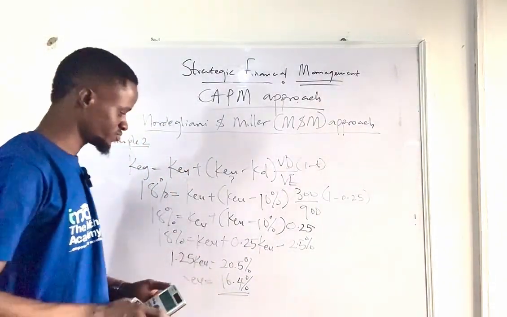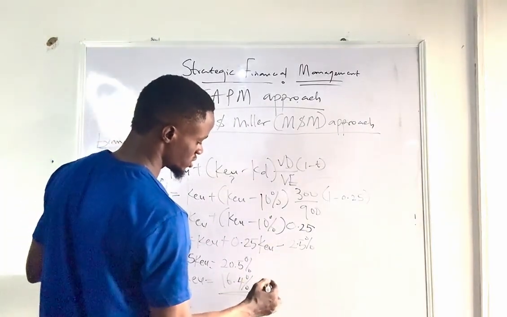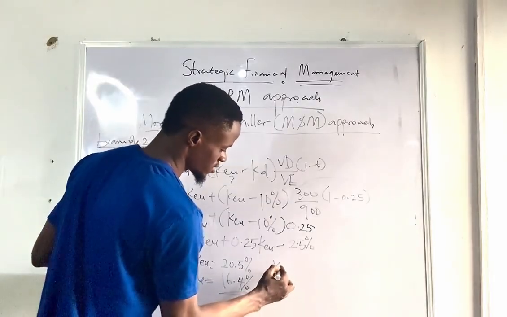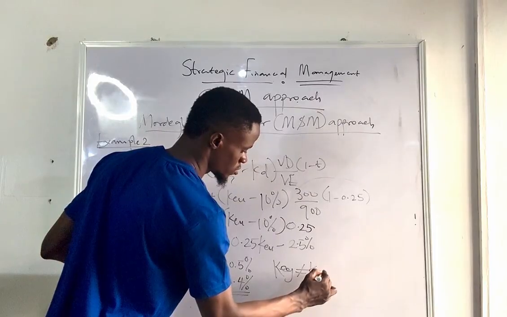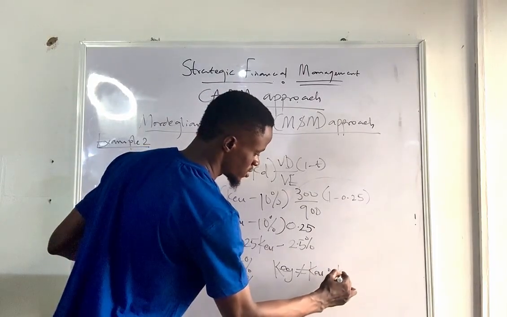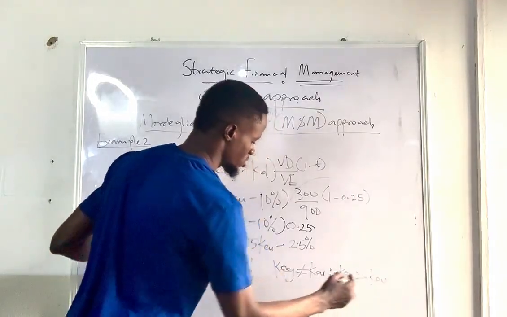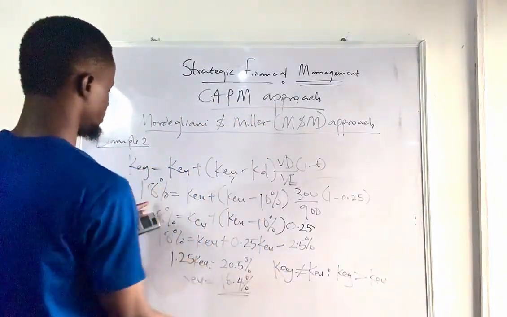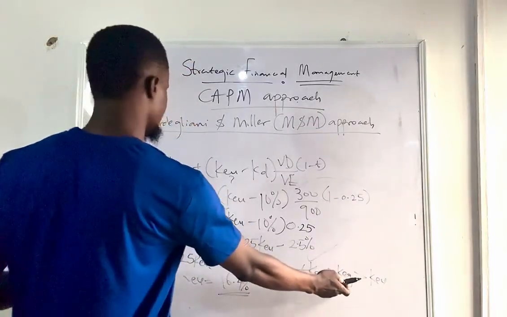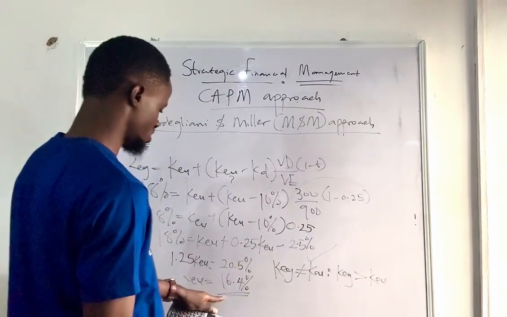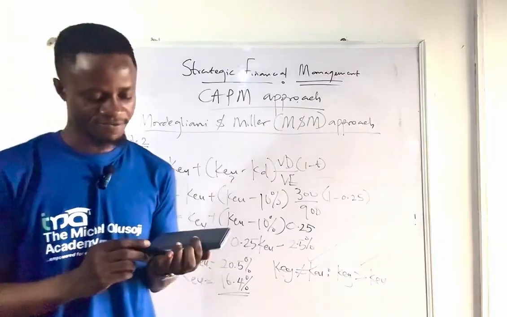So simple. Does it meet what M and M were saying, that keg is not equal to Kug, and that keg is greater than Kug? Keg is 18%, which is not equal to Kug, correct? And keg is greater than Kug, 18% is greater than 16.4%, so it's correct. Can you see that? Very, very simple.